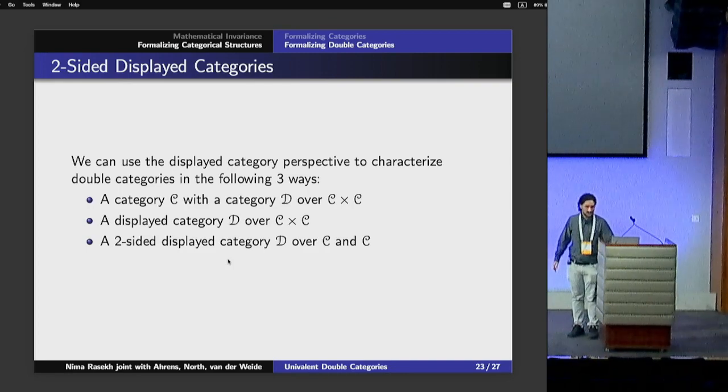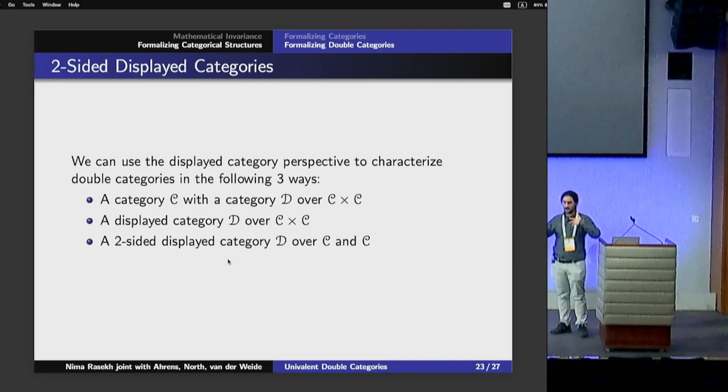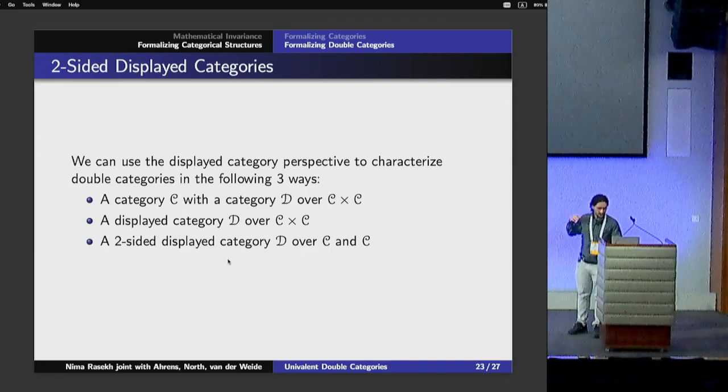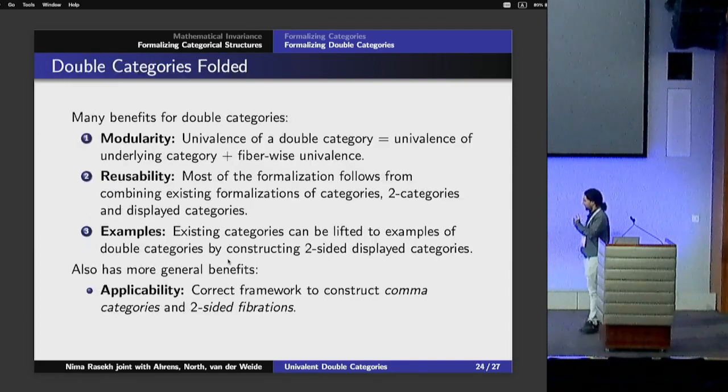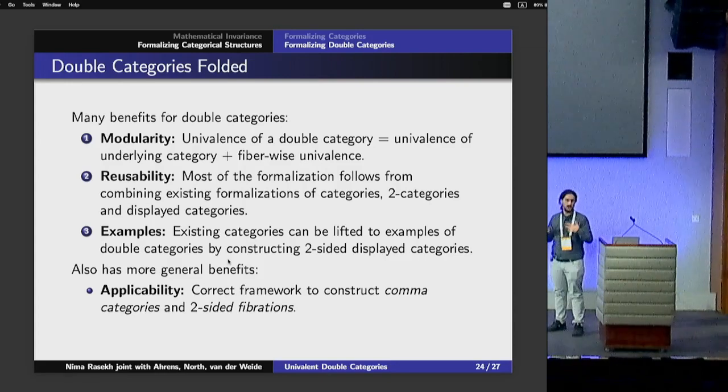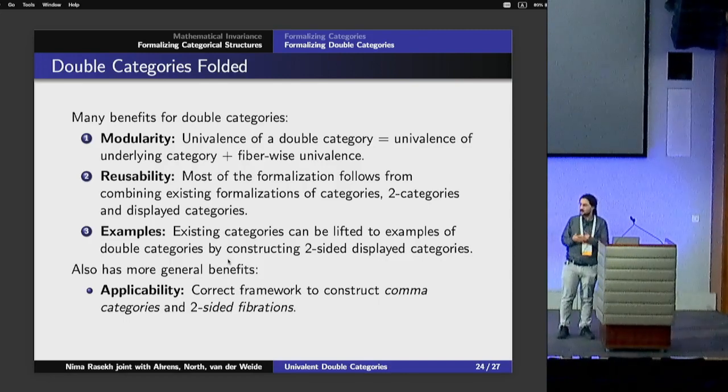And so this is a very elegant approach because it separates the task of studying a double category into first the category and then all of the structure on top of it. And it allows for a lot of simplifications in the way we formalize things. And concretely, we can reuse a bunch of existing code from category and two-category theory.